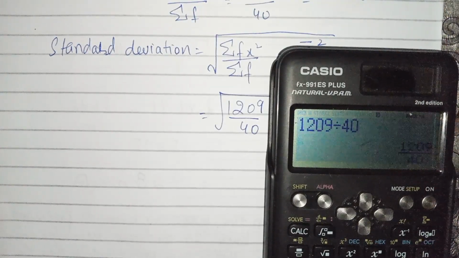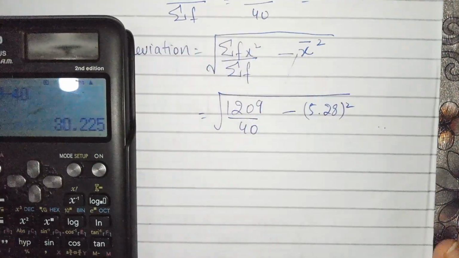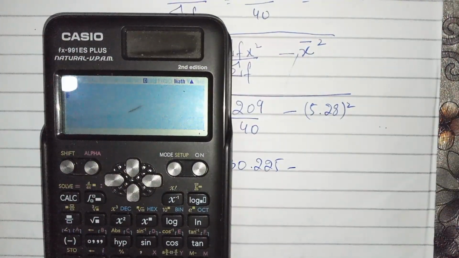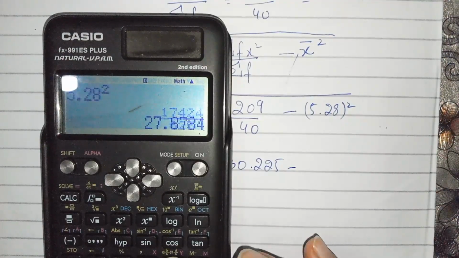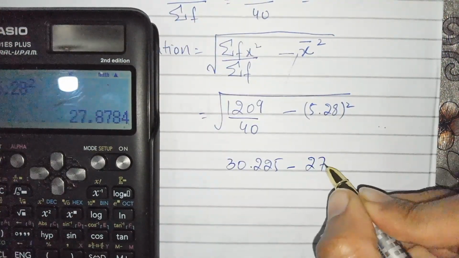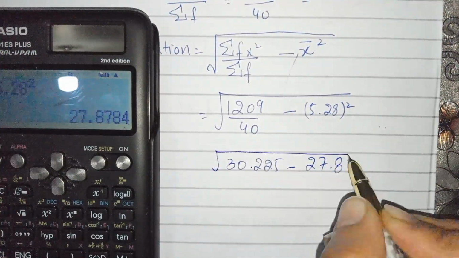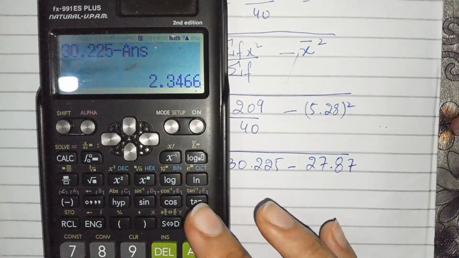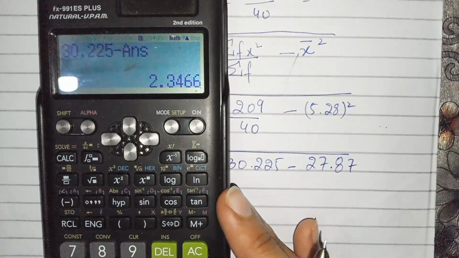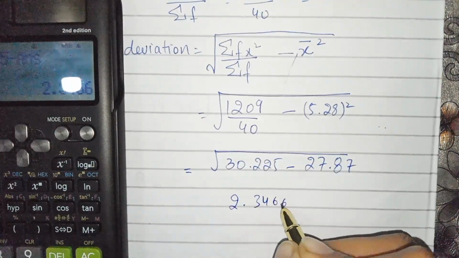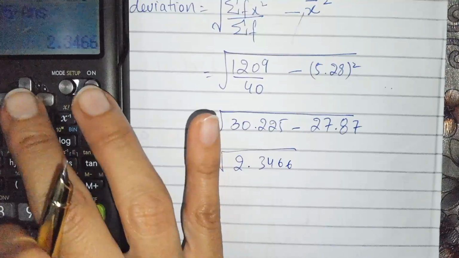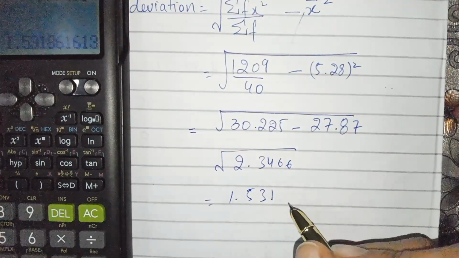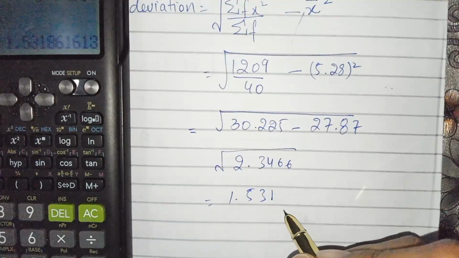1209 divided by 40, we get 30.225, minus 5.28 square, which is 27.87. Now we have to subtract it: 30.225 minus the answer, and we get 2.3466. We take the square root of it, and we get 1.53, and this is the answer. This is the standard deviation.